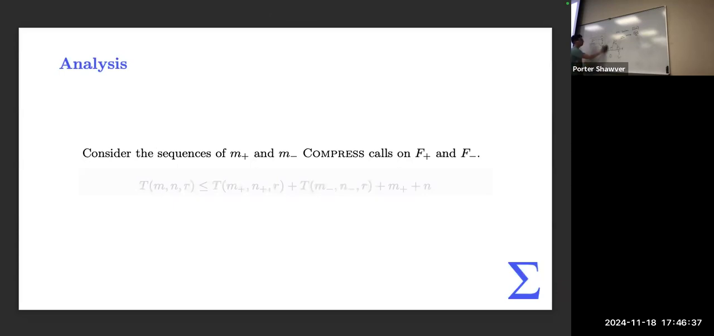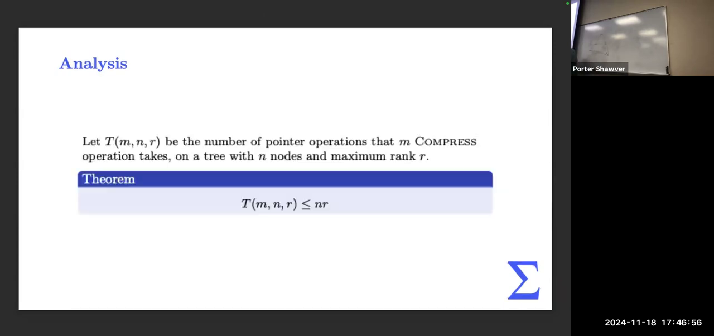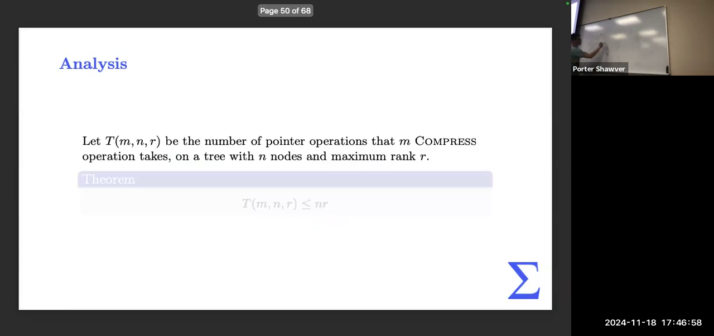So we have a forest F, with F plus and F minus. When we do compress, we have N plus elements in the top forest and N minus elements in the bottom forest.